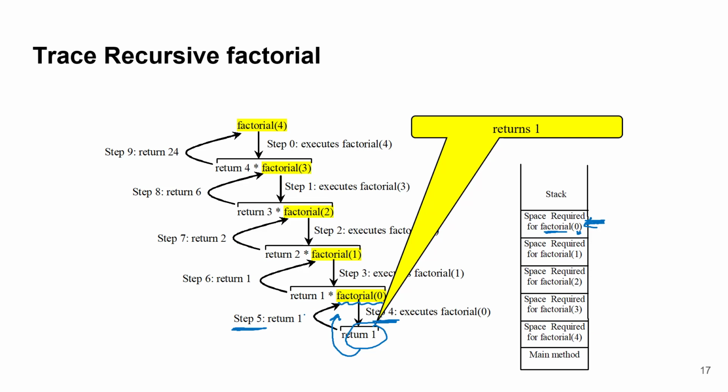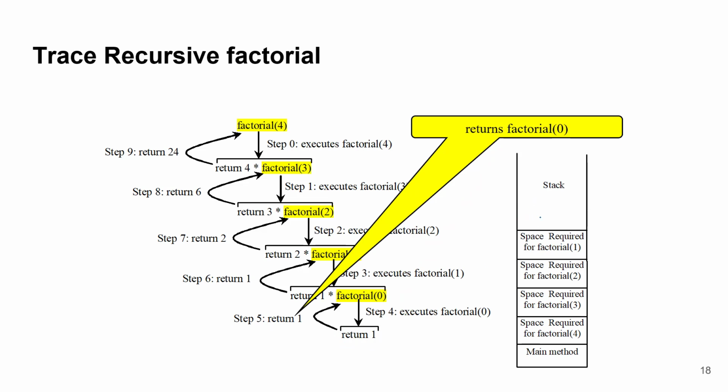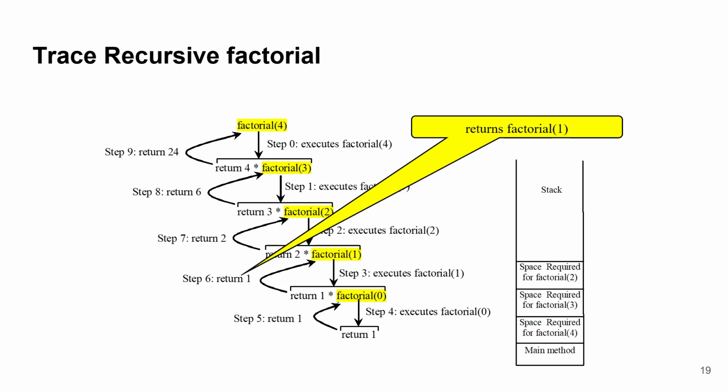So what will happen next? Well, now you see that the activation record which was used for factorial 0 has been removed from the stack, because we know the value of factorial 0, which is 1. You return 1, right? Then in step number 6, we know that now factorial 1 has been computed, which is 1 multiplied by 1, right? So you return the value 1. All right, and you should see here also that now the activation record that we had reserved for factorial 1 has been removed from the stack.